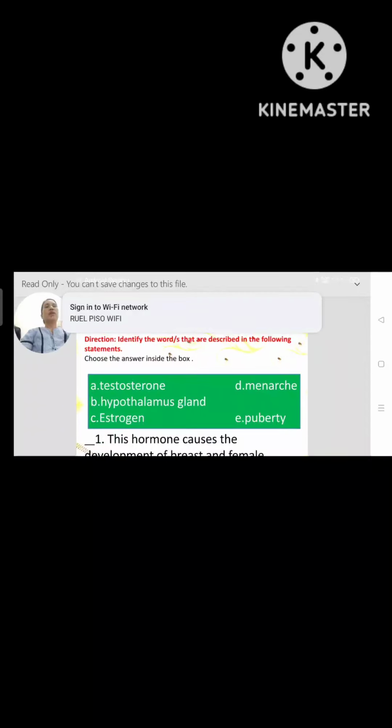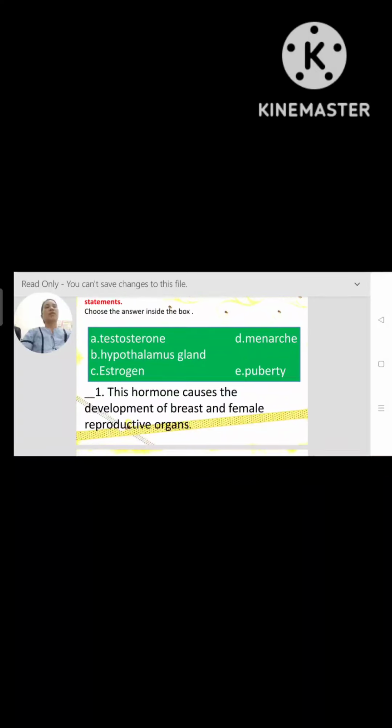Direction: identify the word or words that are described in the following statements. Choose the answer inside the box. So you will write it on a 1/4 sheet of paper. A. Testosterone. B. Hypothalamus gland. C. Estrogen. D. Menarche. E. Puberty.